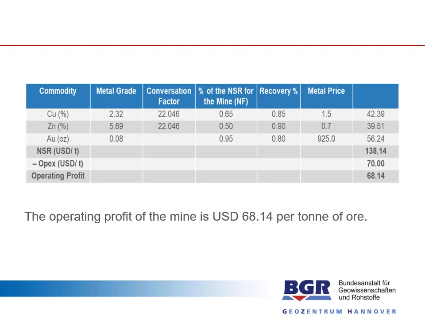And this gives us a net smelter return for the copper gold zinc concentrate of almost $140 per ton of ore, and we have an operating expenditure of around $70. So the operating margin of this mine is $68 per ton of ore.